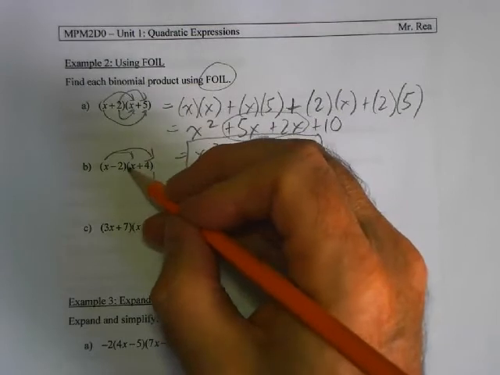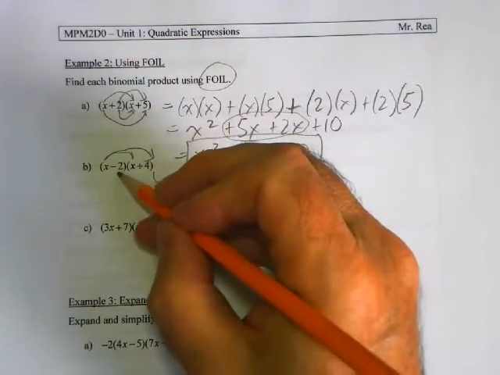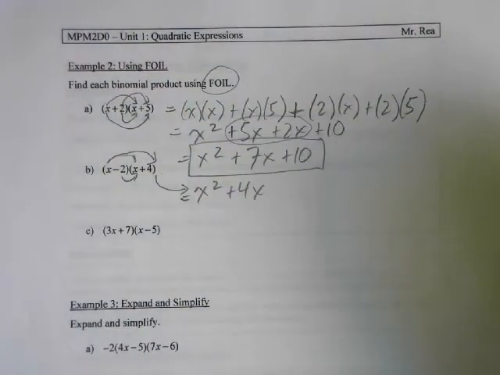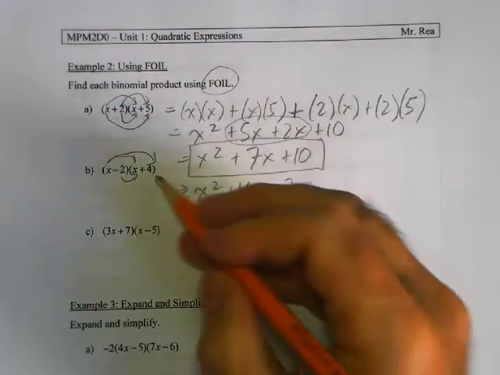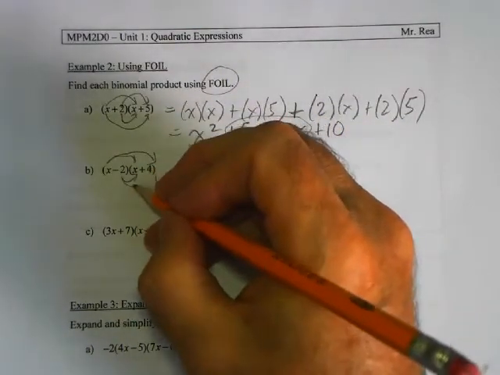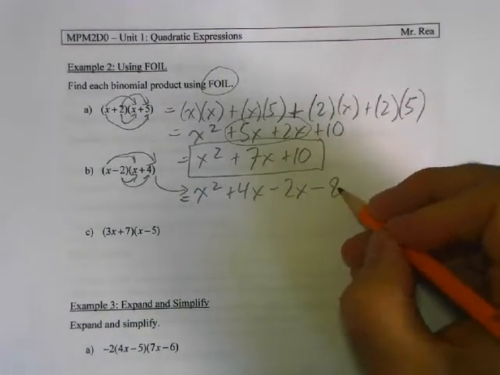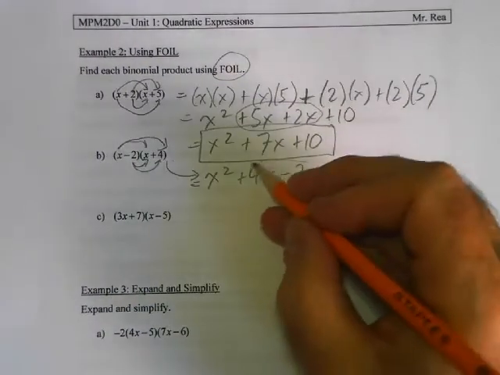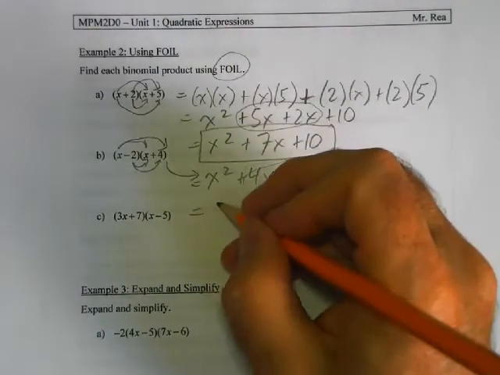And then the inside would be here. That's negative 2 times x, negative 2x. And then finally the last, negative 2 times 4, that's negative 8. Okay, and again, you've got the two middle terms that can be combined because they're like terms.